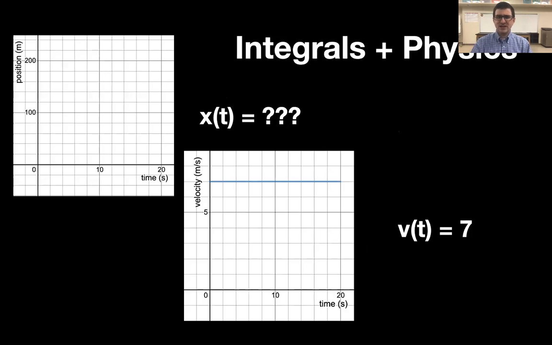So let's do a specific example of how integrals tie in with physics. Let's say we have a velocity versus time function of 7. Well, what does that mean for our position versus time graph?